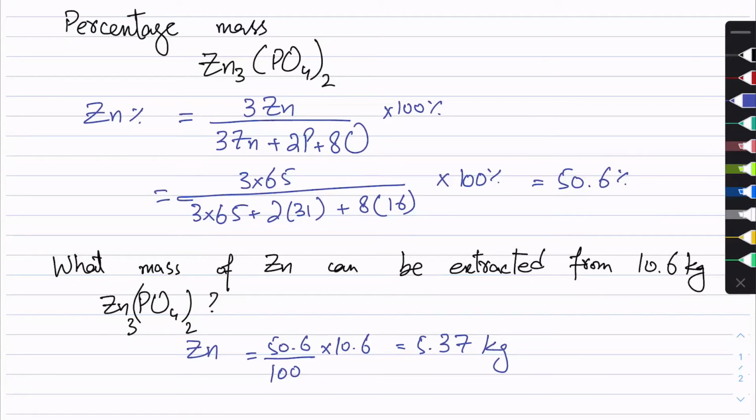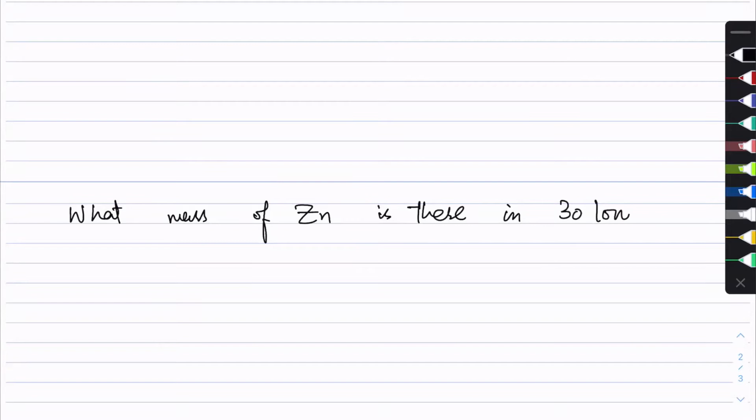Okay. Can you try to do a question that's similar to this one? Yeah. So the question says that what mass of zinc is there in 30 tons zinc sulfide? Okay, so go on. This is a 2-mark question. Pretty straightforward. Go and do it. So we don't know how much zinc there is.